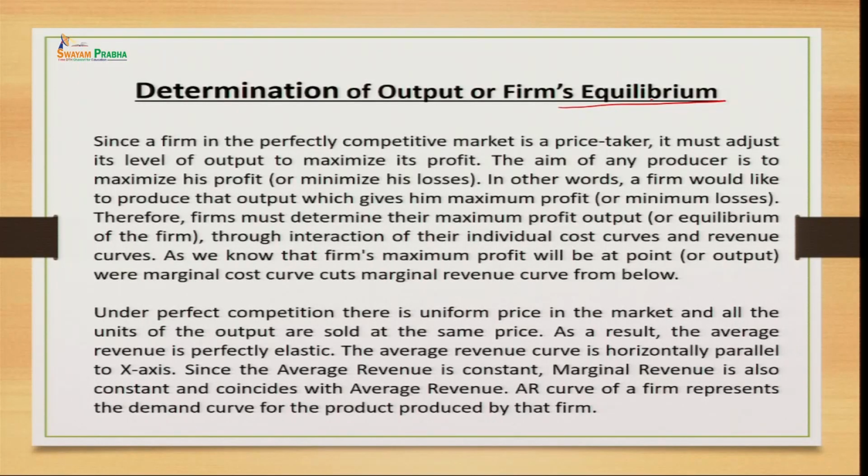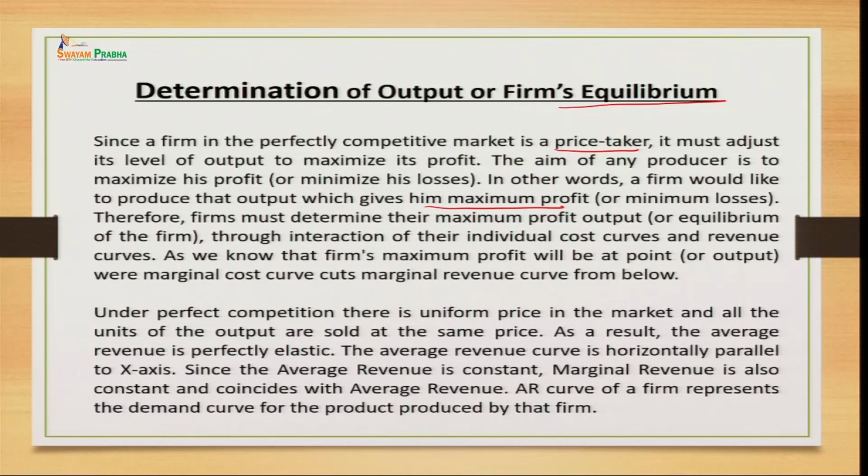Now, how the determination of output is going to be taken up, and where the firm is going to reach its equilibrium point, that is what we are going to understand in the short run as well as in the long run. So, since the firms in the perfectly competitive market are price takers, they adjust their level of output to maximize profit, right. So, they are left with only one choice, where they need to adjust their output, so that they would be able to increase their profit margin. The aim of any producer is to maximize profit, and in other words, they like to produce the output which gives them the maximum profit or the minimum losses. So, this is the consideration they keep, right.